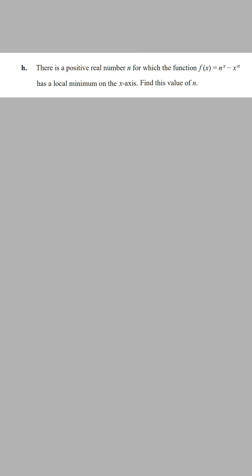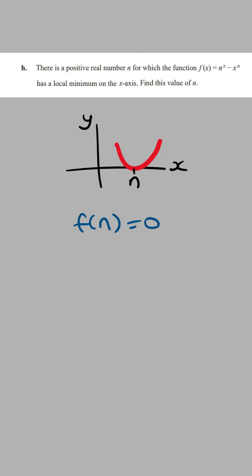This question was asked in the 2023 exam in the extended response section, and the challenge of this question was to be able to find the exact value of n. To do this, we simply had to recognize that if f of x has an x-intercept at the point where x is equal to n, and if at this point we also have a minimum, then this means that f of n is going to equal 0 and f dash of n is also going to equal 0.